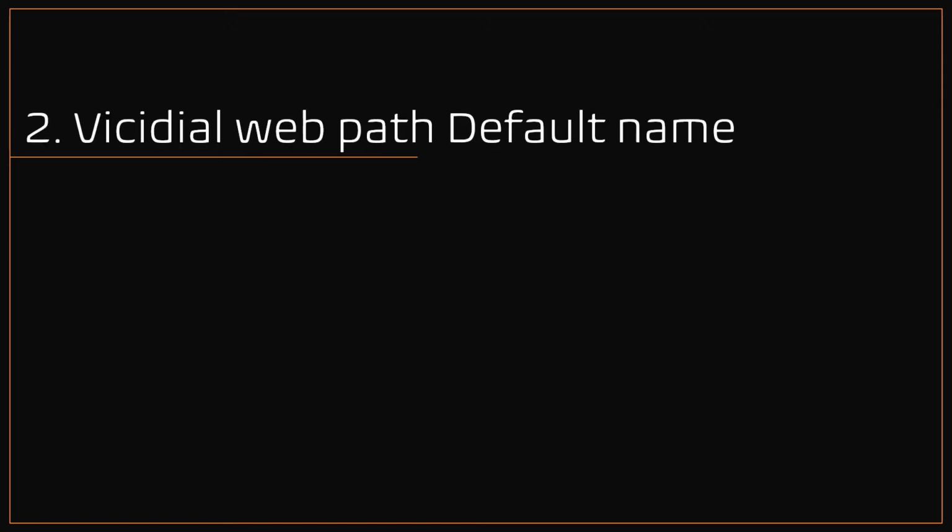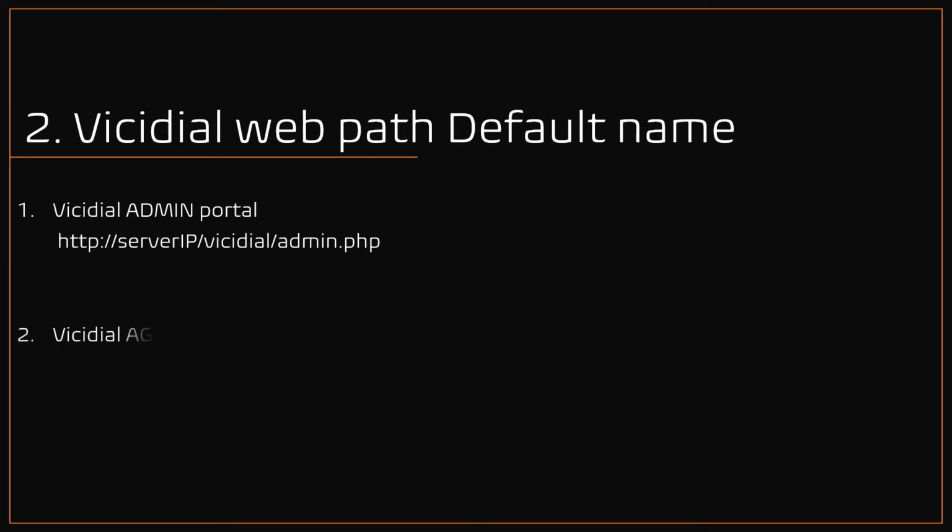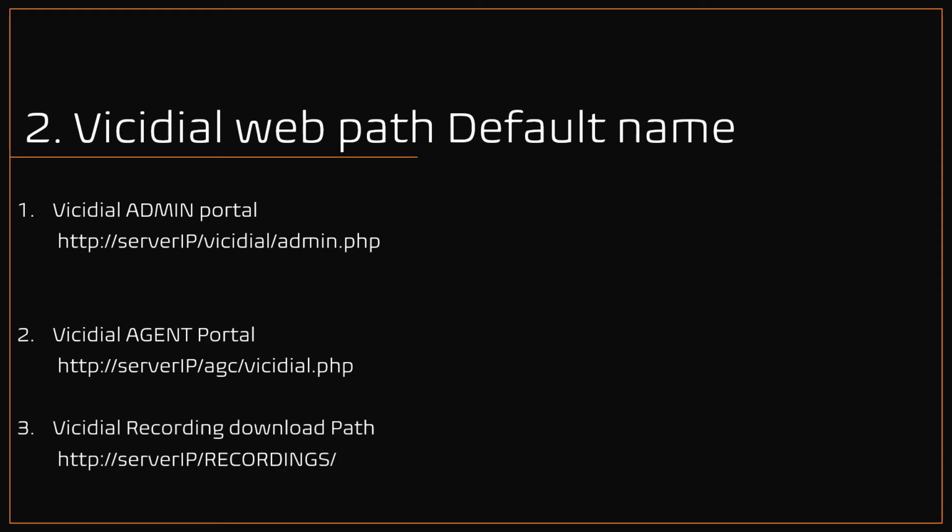Number 2, vcdial default web path names. The default vcdial admin path is http://server/ip/vcdial/admin.php. For the agent portal, it's http://server/ip/agc/vcdial.php, and for recordings http://server/ip/recordings. These paths are well known and can be accessed by anyone who knows the server IP.